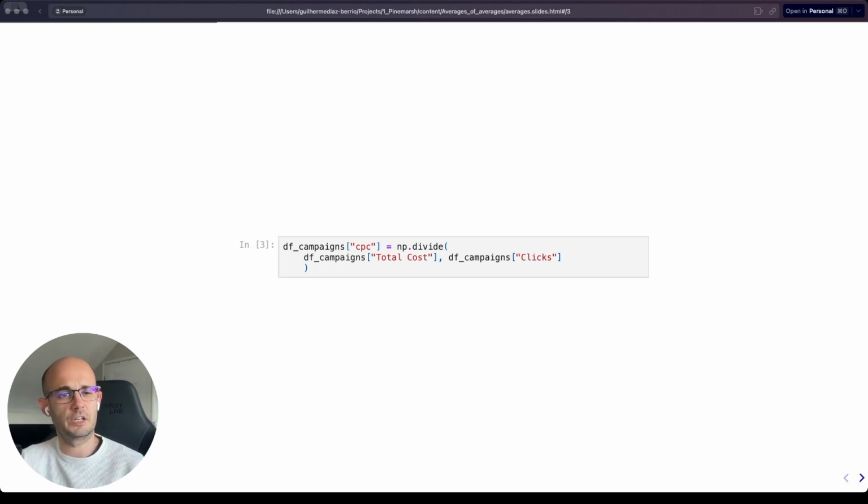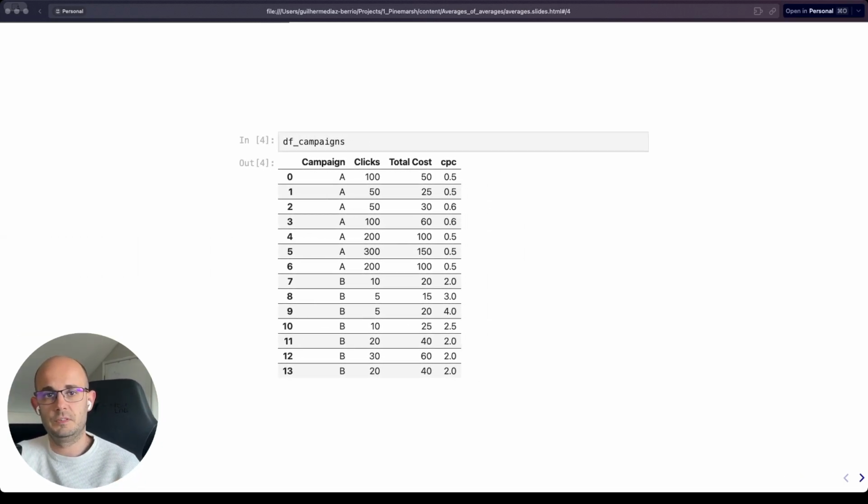And a small aside here, as a Python analyst, you should always use np.divide when you're doing this, since this will correctly handle divide by zero cases. But that's a simple aside. So now we have the CPCs per campaign per time.